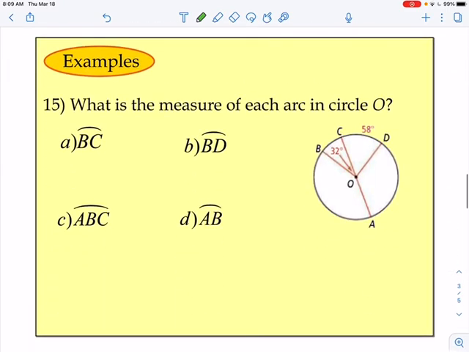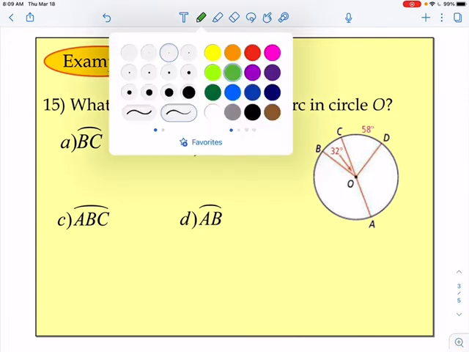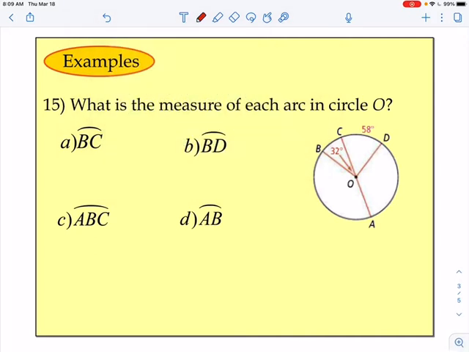Okay, and now we'll do some examples, again, related to the central angle. So again, just keep in mind that the measure of the central angle is equal to the intercepted arc. Okay, so the first thing I want to find is arc BC. Arc BC is right there. That's going to be equal to its central angle, which is the one that's labeled 32 there, which means that arc BC is going to be 32.